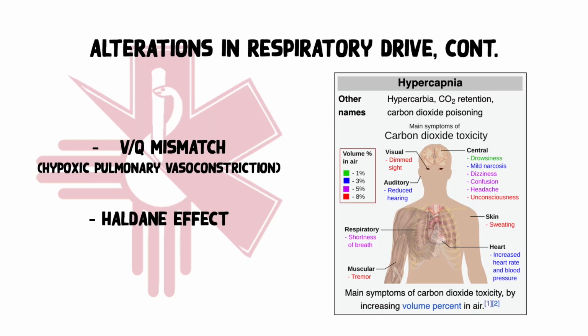So we have two mechanisms. The first is our VQ mismatch when we reverse hypoxic pulmonary vasoconstriction by giving supplemental oxygen. The second is the Haldane effect where we displace a bunch of CO2 into the bloodstream by giving oxygen. So by both of these mechanisms, or the combination of the two of them, we can end up in a state where our PaCO2, our arterial concentration of carbon dioxide, gets really high, and that can in fact lead to decreased level of consciousness and respiratory depression.